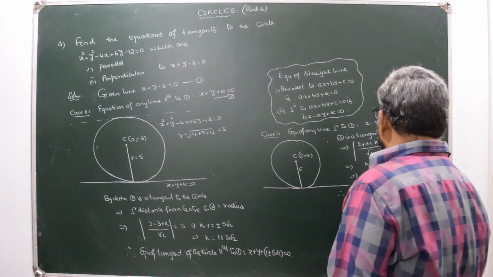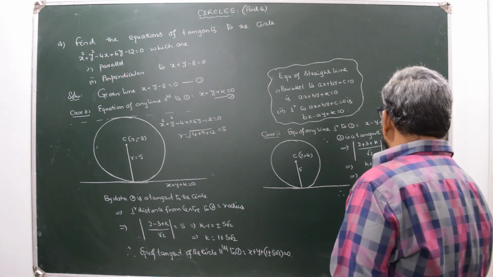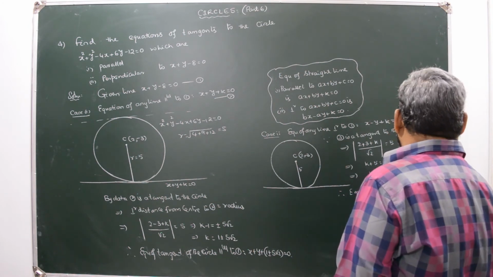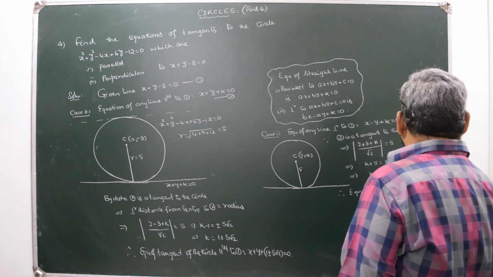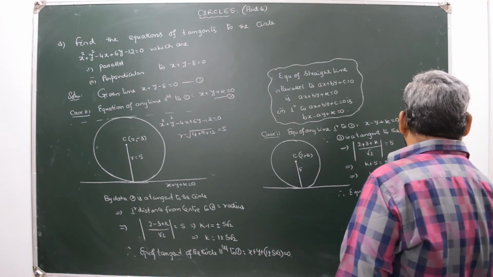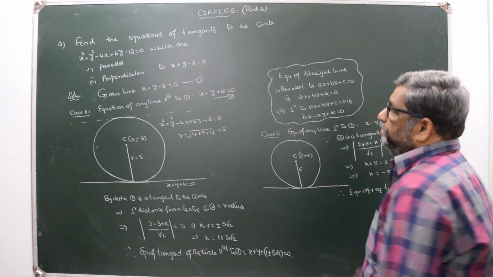Therefore, the equation of the required tangent is x minus y minus 5 plus or minus 5 root 2 is equal to 0. So this is the problem.